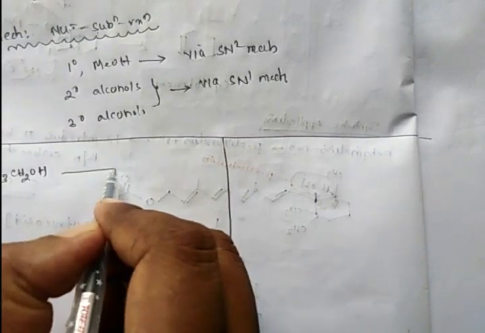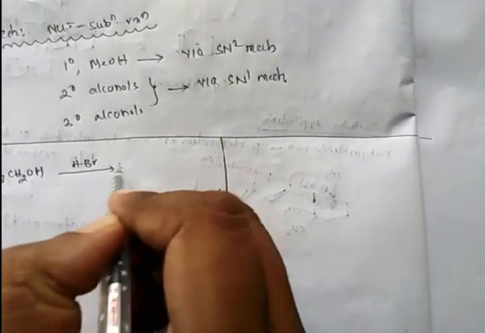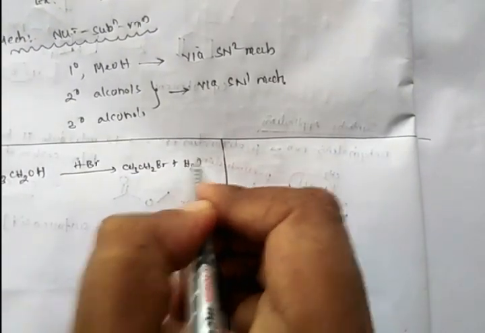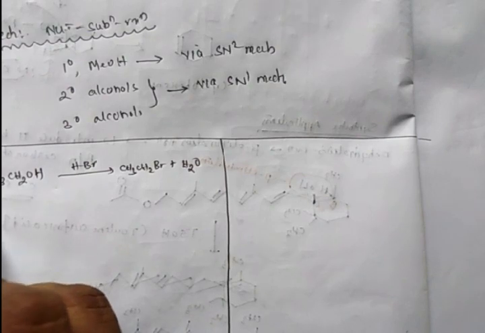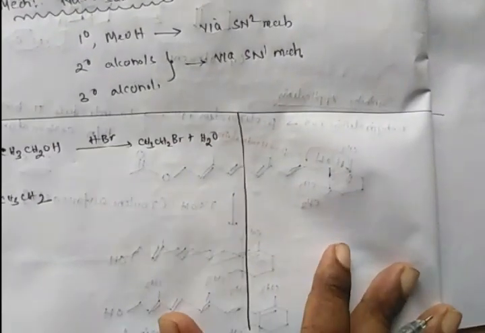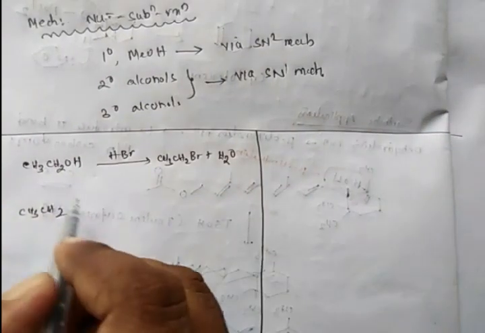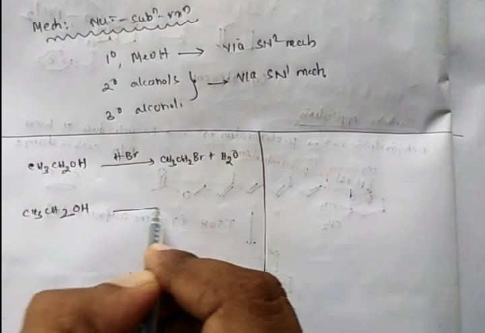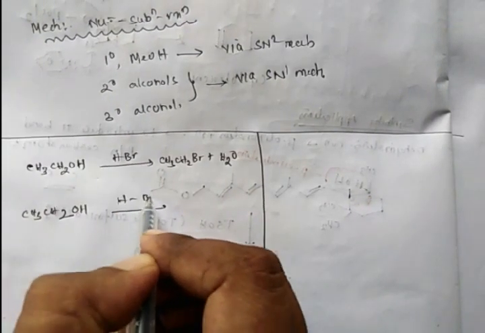CH3CH2OH. When you treat this with HBr, we will get CH3CH2Br plus H2O. So the first step in the mechanism is the protonation of the alcohol, such that CH3CH2OH attacks this.